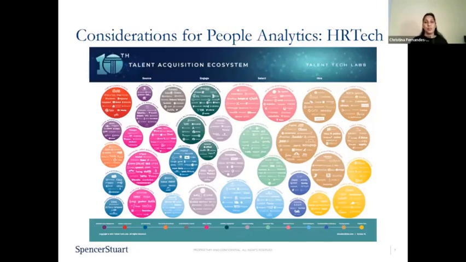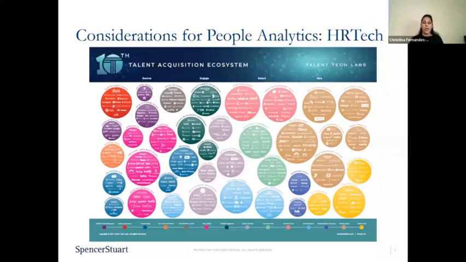So some considerations for people analytics. As a new analytics function, we spend a lot of time understanding the landscape of technologies and vendors in the HR tech space. This visual from Talent Tech Labs illustrates just some of the hundreds of companies which provide solutions related to talent acquisition. In our discussions with senior leadership, we are often asked about the trade-offs between building our own in-house solution, partnering with vendors, or even the potential to buy solutions to fit our needs.